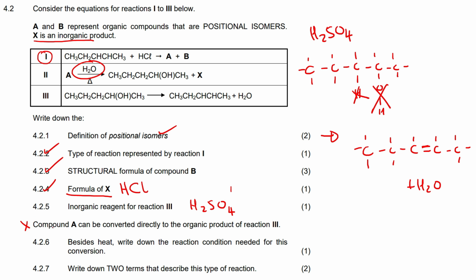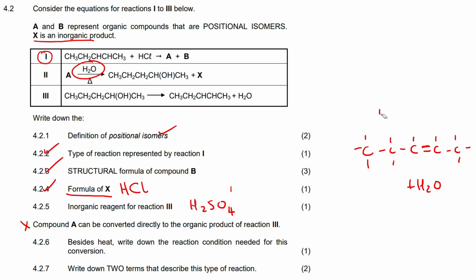Okay, we're here now. It says compound A can be converted, so remember what compound A looks like, can be converted directly to the organic product of reaction number 3. Okay, so let's go check what they're saying here. Let's see what they are actually talking about here. Right. So compound A, which was the one that looks like this. Let's just draw it nice and small.